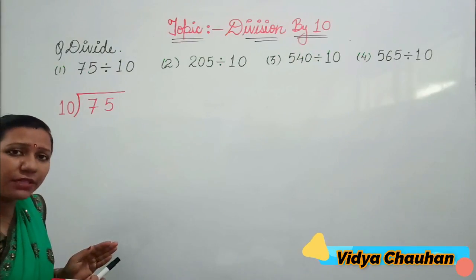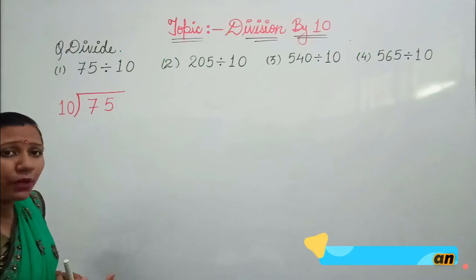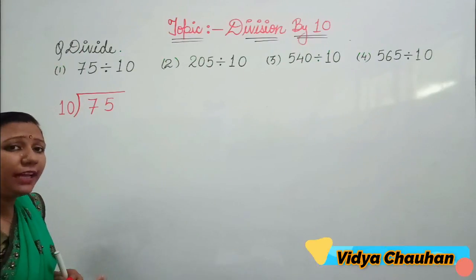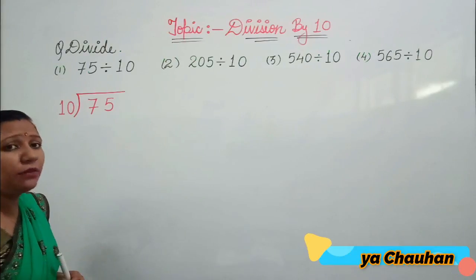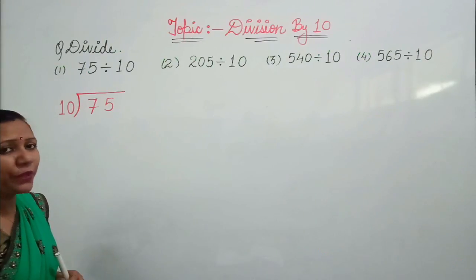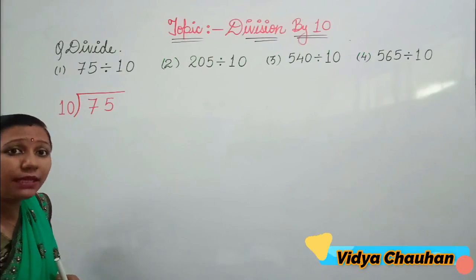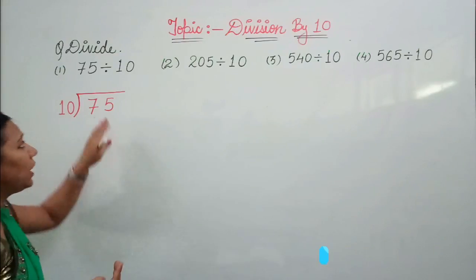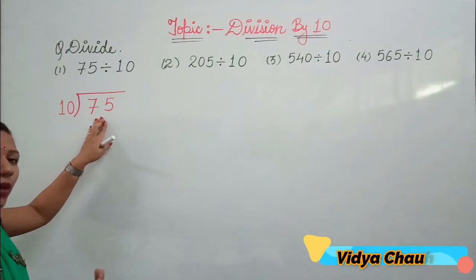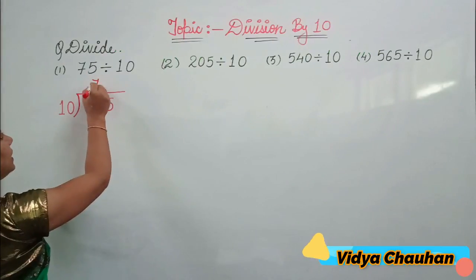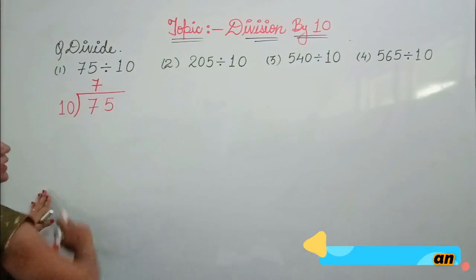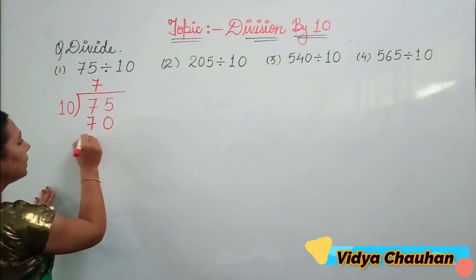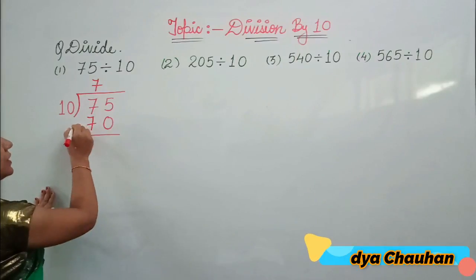Okay. So, 10 times 1 is 10, 2 times 10, 20, 3 times 10, 30, 4 times 10, 40, 5 times 10, 50, 6 times 10, 60, 7 times 10, 70, 8 times 10 is 80. Now 80 is greater than 75. So what we will do? We will multiply this by 7. So 10 multiplied by 7 will give 70. Right children? Now it's time to do the subtraction.